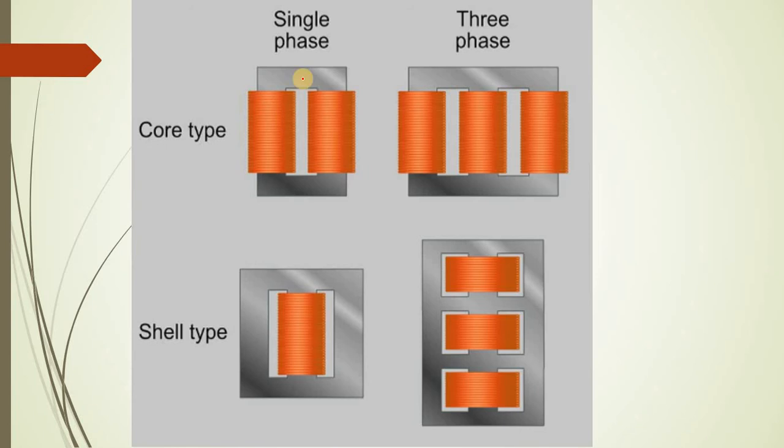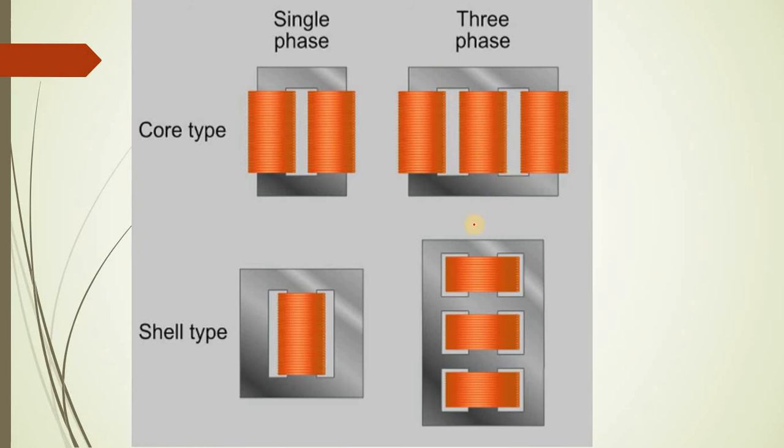Now in this figure you can see how the windings and the core are arranged. This is the single phase transformer, and this one is the three phase transformer. This single phase transformer is the core type transformer. When the shell type transformer is there for single phase, this is the structure. In the case of a three phase core type transformer, you will find that three different windings are used for the three different phases.